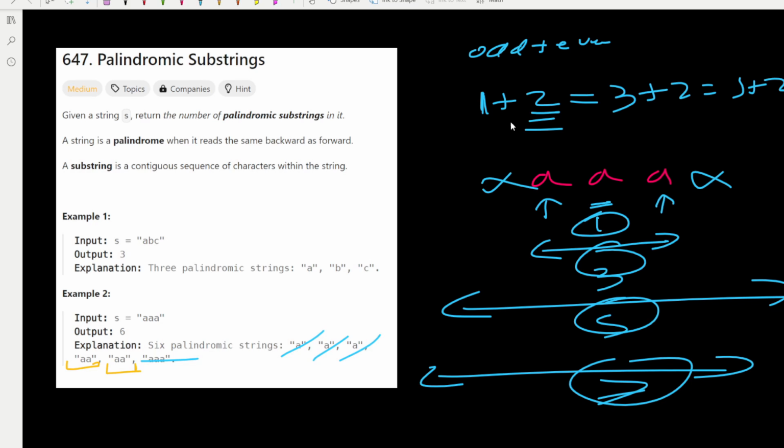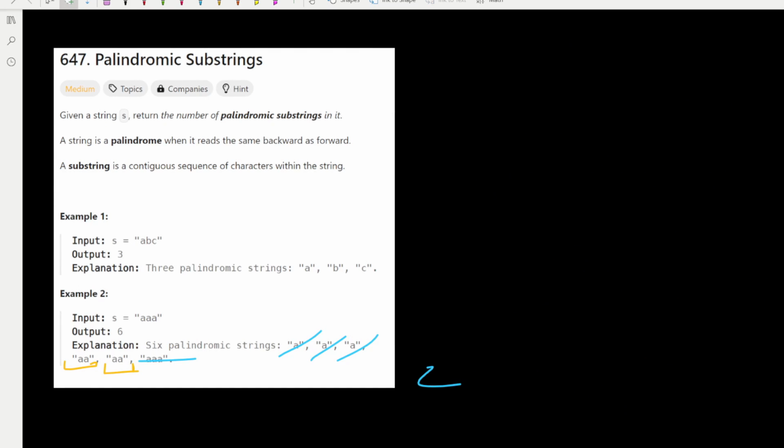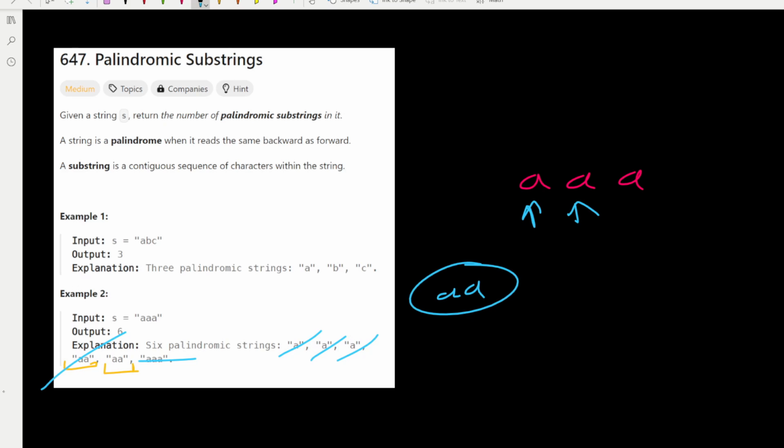So we need a way to have the even ones. So what do we do? I'll show you. Instead of odd plus even equals odd, what about even plus even? What do you mean? Let me tell you what I mean. We have the A. Instead of starting on 1 letter, let's take 2. Is A A a palindromic substring? Yes, it is. So we have this one out.